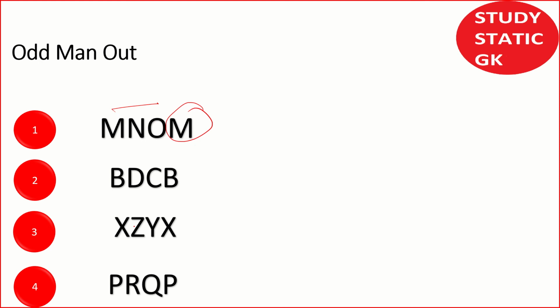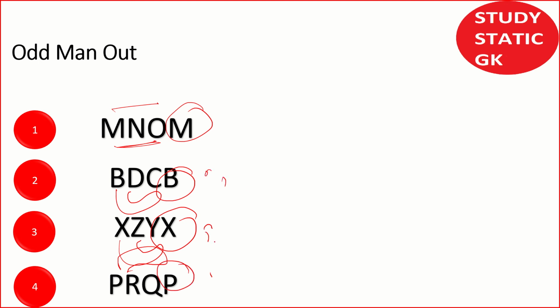So MNO is a continuous series. Here, if you go here, BCD, B, XYZ, X, and PQR, P. So these are similar things, similar ones. So this is the order.